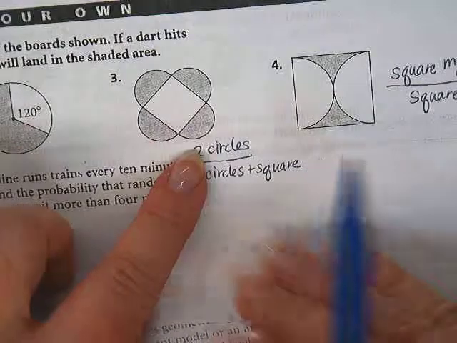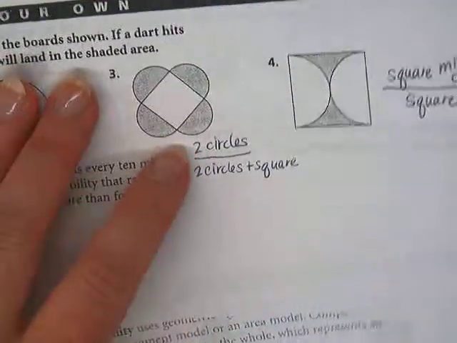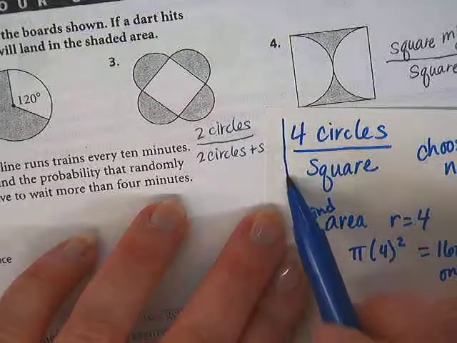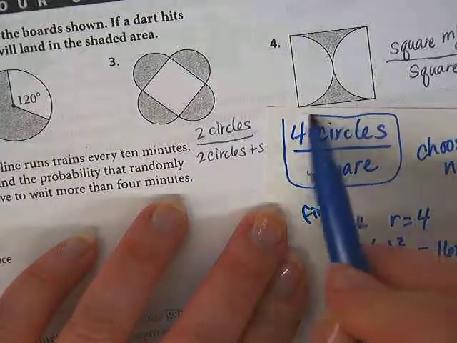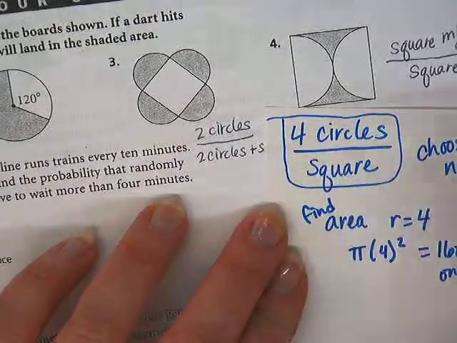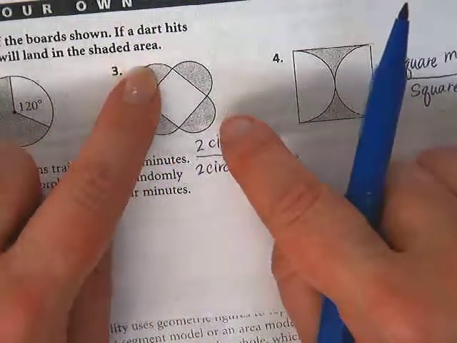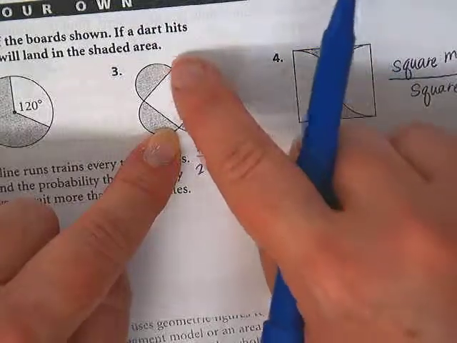Just specifically, I wanted to look at these two here because they're the tricky ones. So remember how on the one we just did, I wrote this out for us, and I said this is 4 circles divided by the area of 1 square, right? So that was the one we just did.